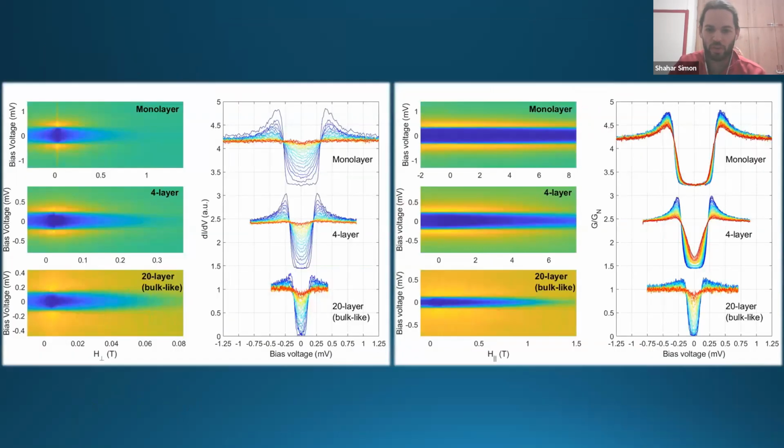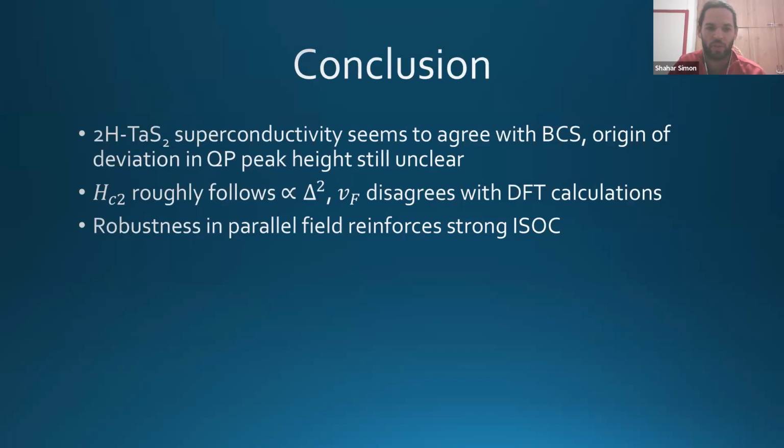So I'd like to close this slideshow with this image that shows the stark difference in response to out of plane and in plane magnetic field, and just reiterate the conclusions. So we have something that looks pretty much like BCS, although we have the quasi-particle peak deviation. We have HC2 that roughly follows delta squared, which says that we have the same V Fermi all the way, but it doesn't agree with the number that you get from DFT. And we have very strong Ising spin-orbit coupling like we expected. And that's basically it.